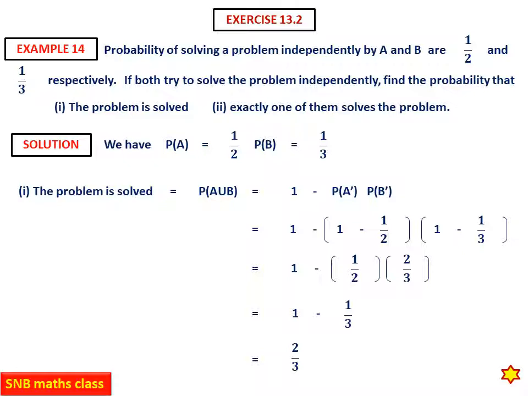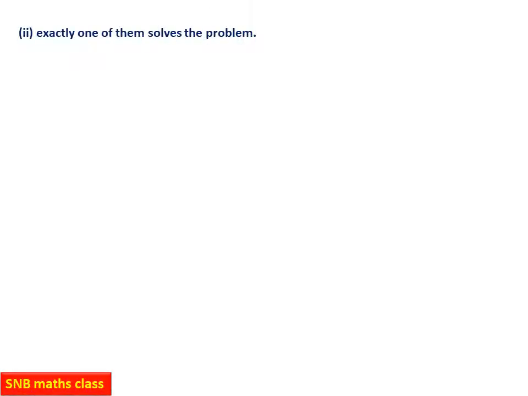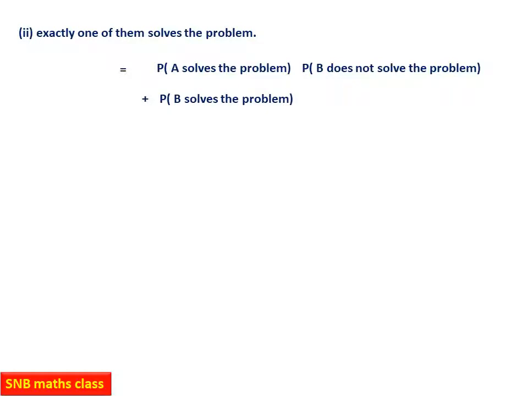Exactly one of them solves the problem. Let us continue. Second, exactly one of them solves the problem. So that is equal to probability A solves the problem into probability B does not solve the problem, plus probability B solves the problem into probability A does not solve the problem. So this is equal to probability A into probability B complement plus probability B into probability A complement.